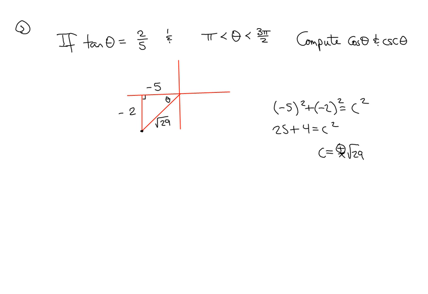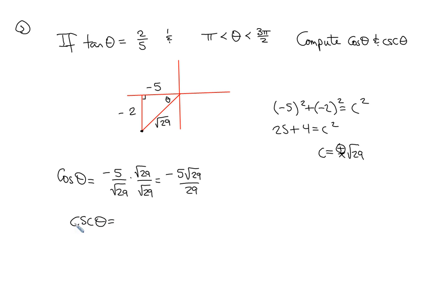Now that we have all three sides, it's very simple to use our right triangle trig to evaluate cosine of theta, which is adjacent over hypotenuse, negative 5 over the square root of 29. You rationalize your denominator to get rid of the radical on the bottom, and you get negative 5 square root of 29 over 29. Clean, simple, and quick.